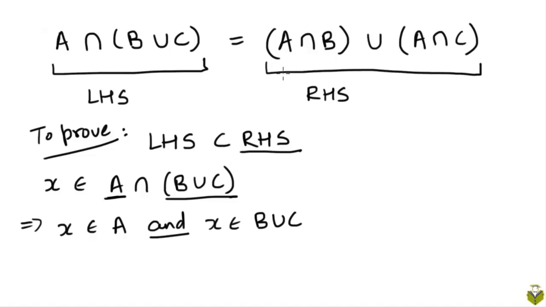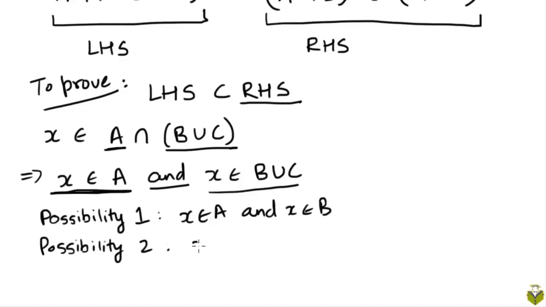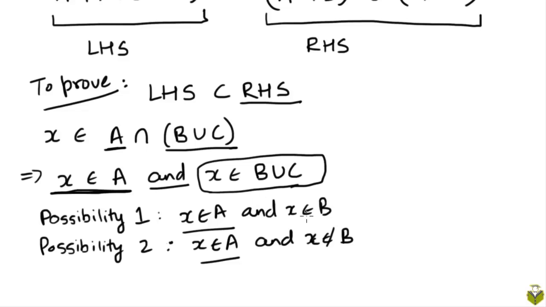Now our goal is to show that X belongs to the set on the right hand side. So we have to show that either X belongs to A intersection B or it belongs to A intersection C. Now we already know that X belongs to A, and the other piece of information we are given is that X belongs to B union C. So possibility 1 is that X belongs to A and X belongs to B. Possibility 2 is that X belongs to A and X does not belong to B. X must belong to A, that is given to us, but it's not clear whether X belongs to B or not. We are given that X belongs to the union of B and C. So we have divided this up into two possibilities: either X belongs to B or it does not belong to B.